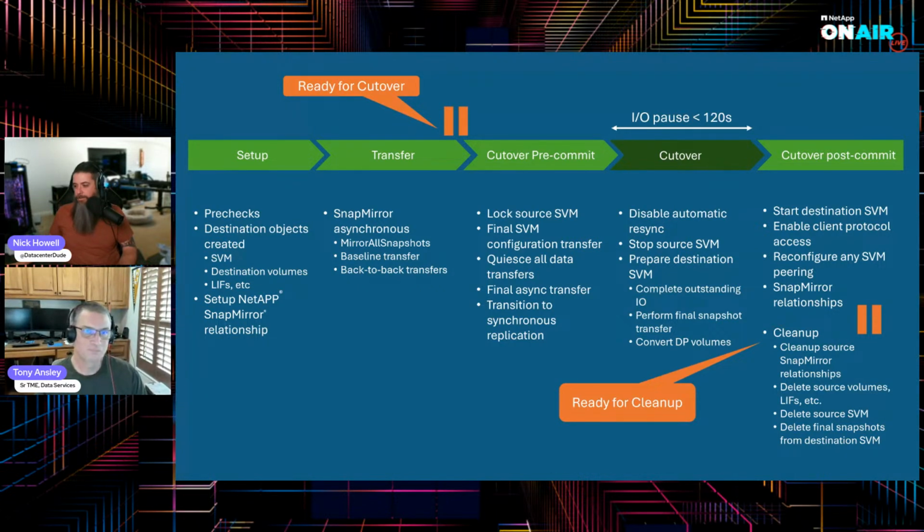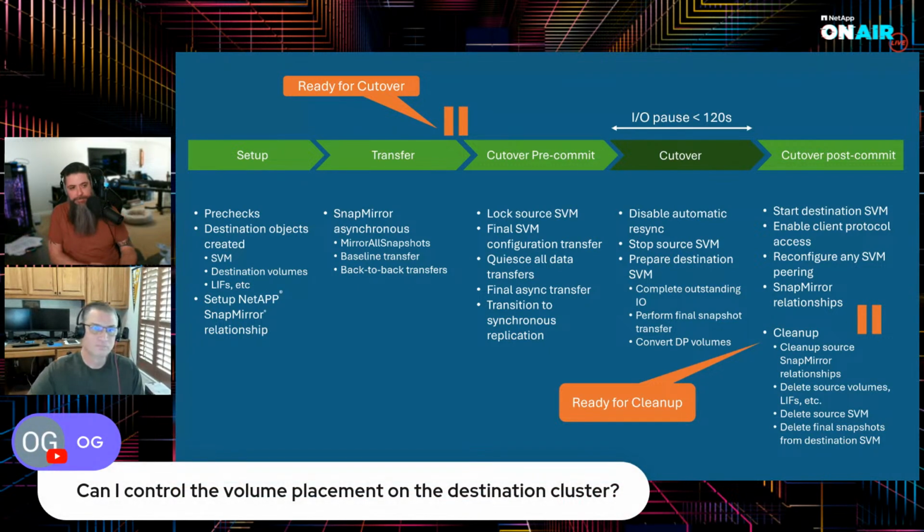OG had another good question that I was trying to find an option for. Can you control the volume placement on the destination cluster? You can with the REST API. You cannot with the CLI. With the CLI, I can provide SVM Migrate a list of candidate aggregates. So if you want to get everything on one aggregate, yes, you can. You can just say, here's my aggregate list, and it's this aggregate.